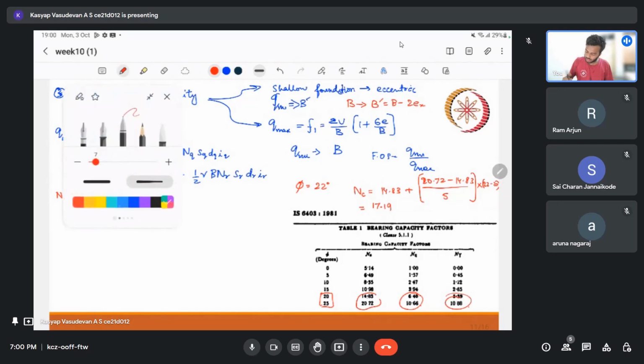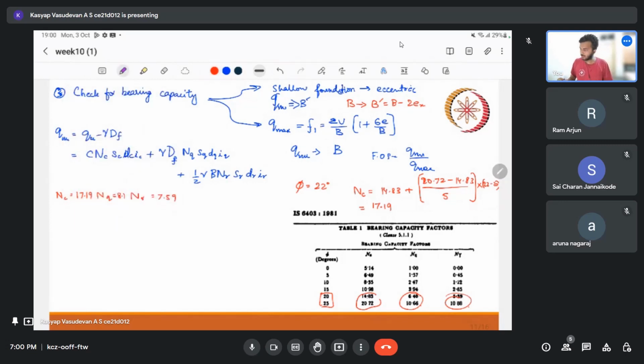Now let us see what our shape factors are. The shape factors s_c, s_q, and s_gamma will be equal to 1, because here we are dealing with a strip footing. We are hypothesizing this as a strip footing, so the shape factor won't have any problem.